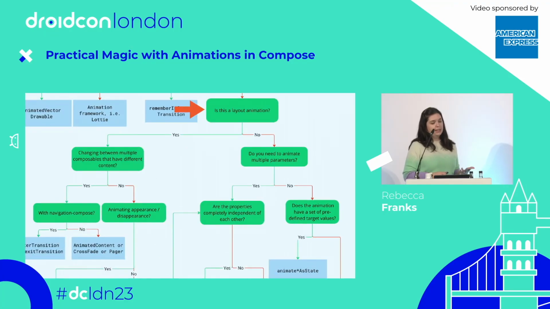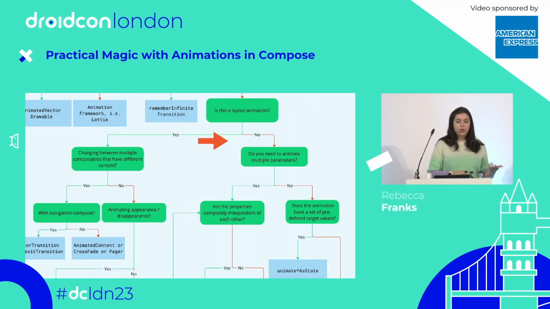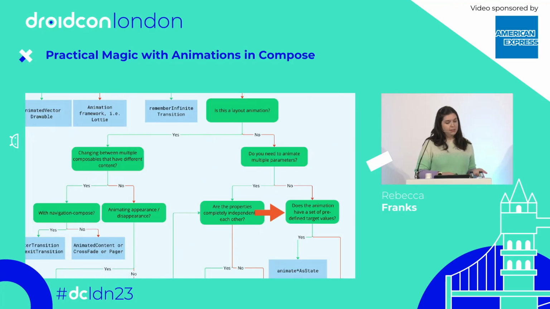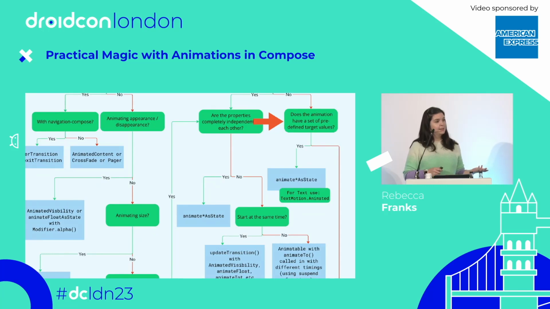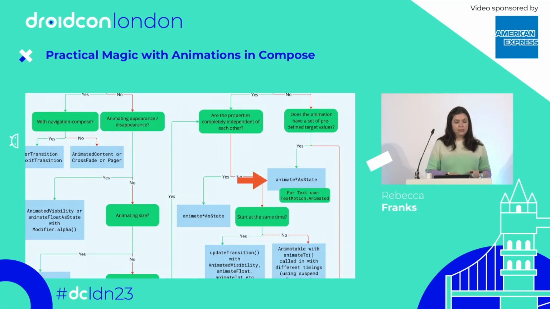The next question is, is this a layout animation? In this case, no, because it's the color of a composable, not a layout property. And next, we ask ourselves, do we need to animate multiple properties? In this case, no. It's just a single text color that's being animated. And does the animation have a set of predefined target values? In this case, yes, because we have an error state and a non-error state, red and black. And also, in this case, we are also using text. So we should also set the text motion animated on the style property.